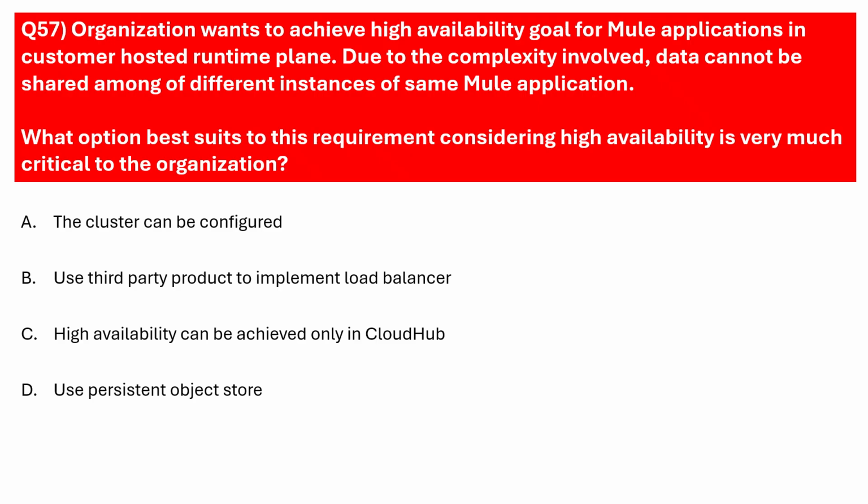Q57. An organization wants to achieve a high availability goal for Mule applications in customer-hosted runtime plane. Due to complexity involved, data cannot be shared among different instances of the same Mule application. What option best suits this requirement, considering high availability is very much critical to the organization? A. The cluster can be configured. B. Use third-party product to implement load balancer. C. High availability can be achieved only in CloudHub. D. Use persistent object store.